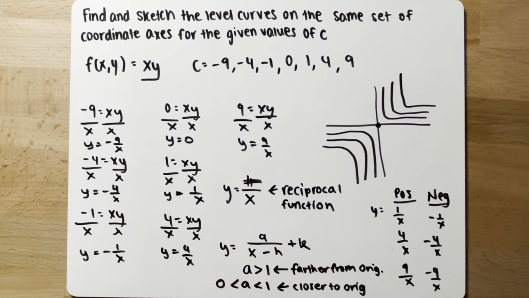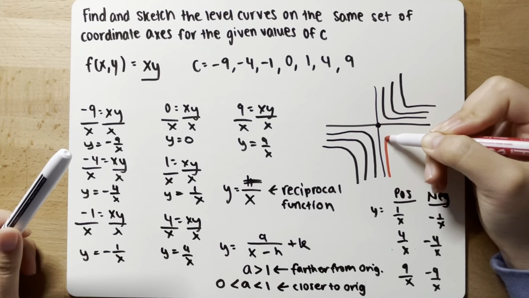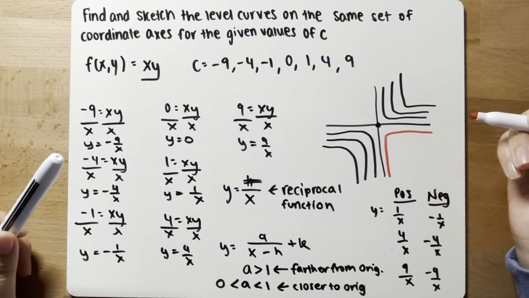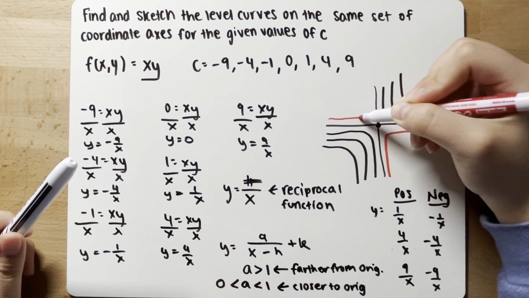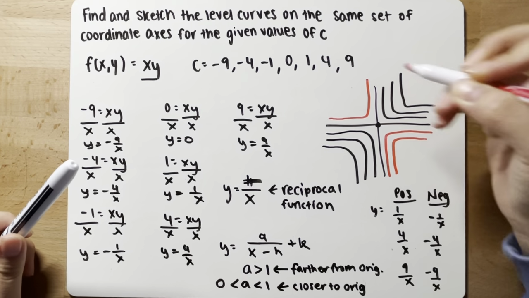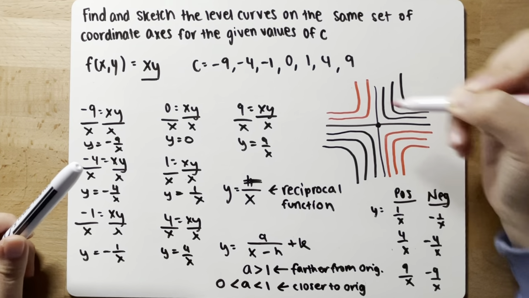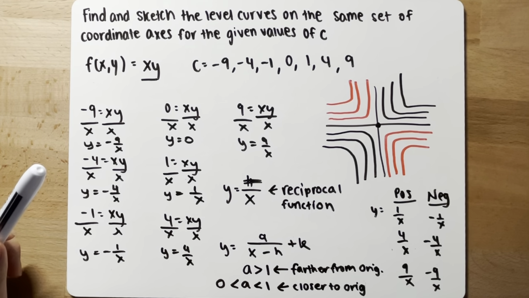Okay, now for the negative part. You do negative 1 over x first, like this, and then negative 4 over x, which is farther from the origin, and negative 9 over x. So the general graph of this curve will look like this.